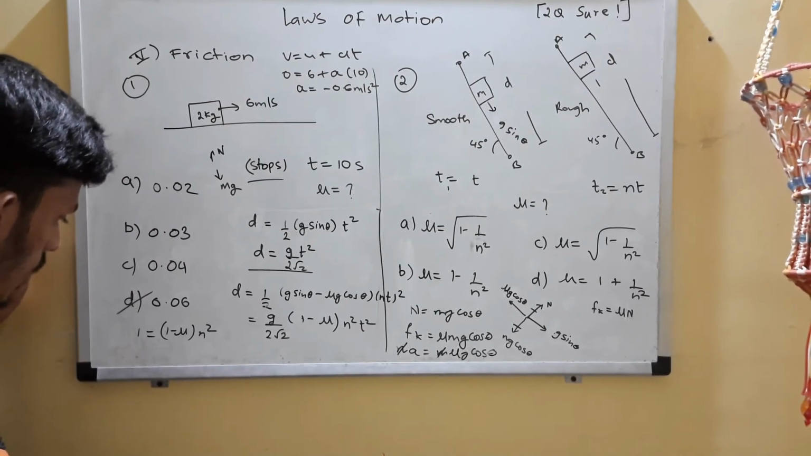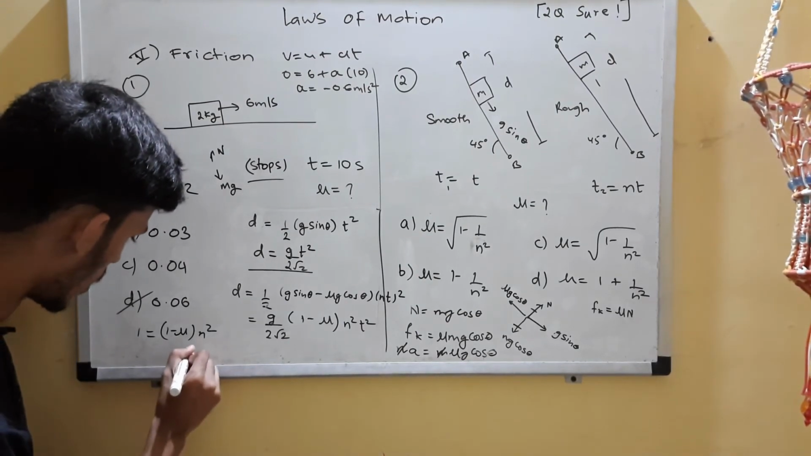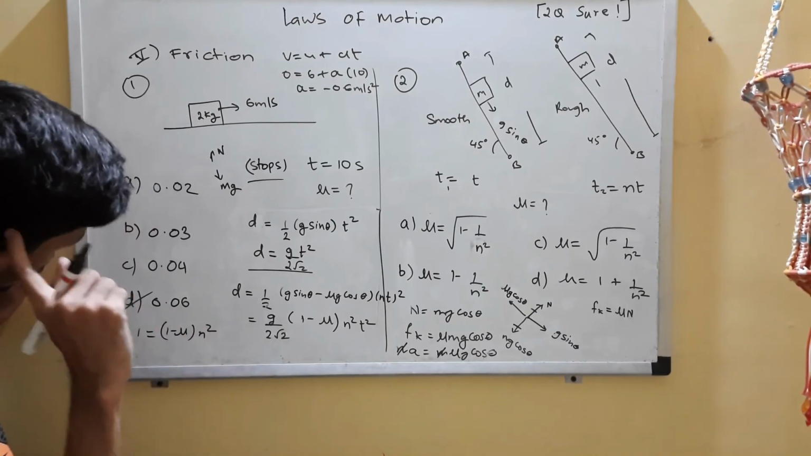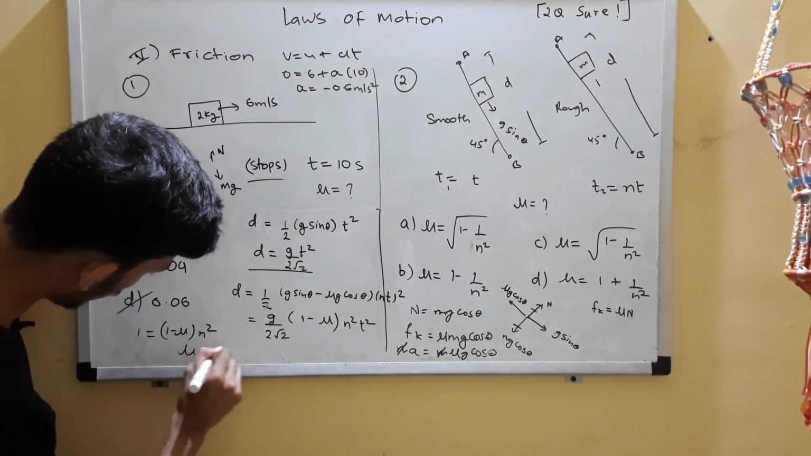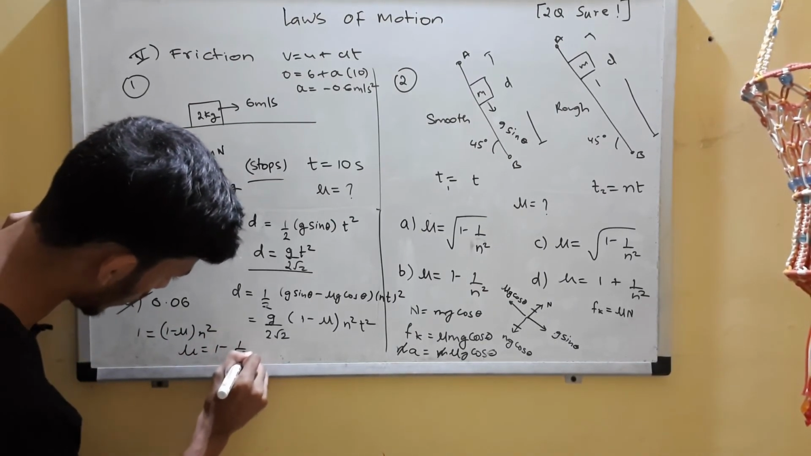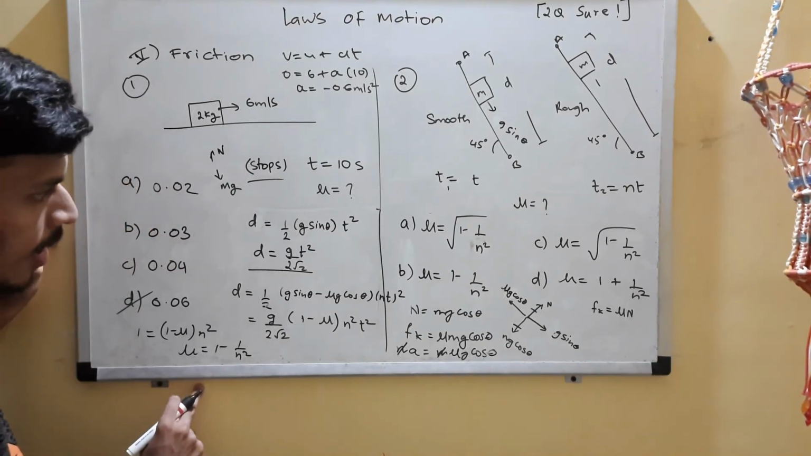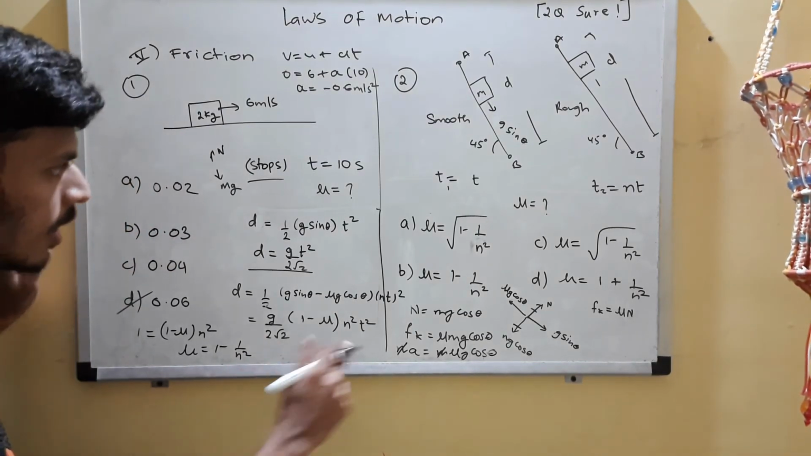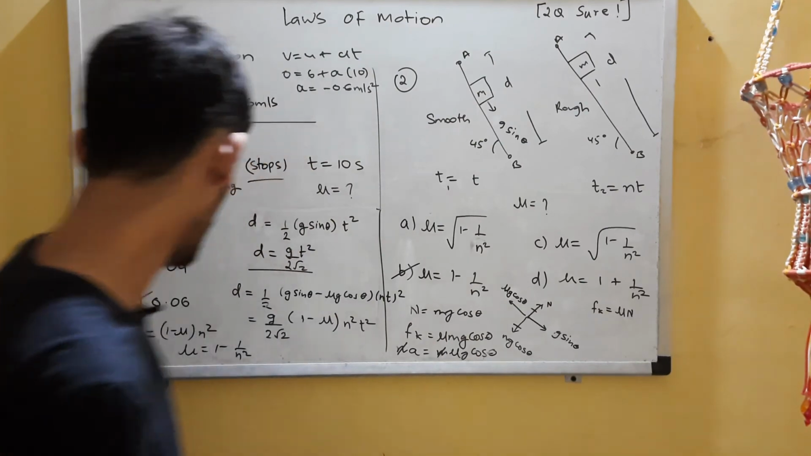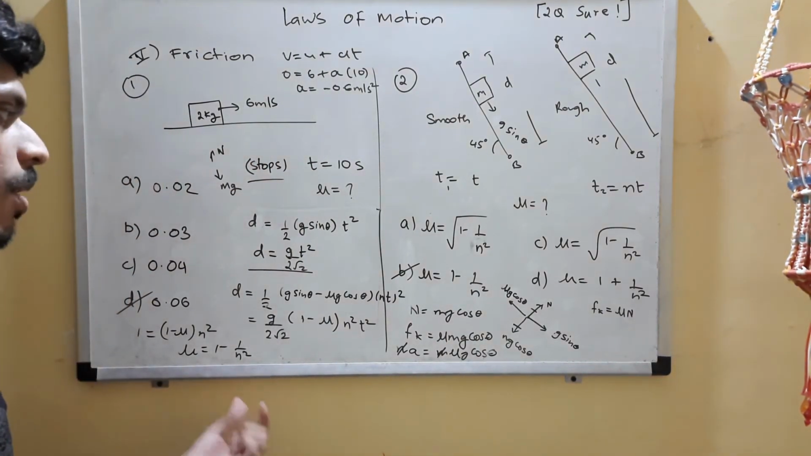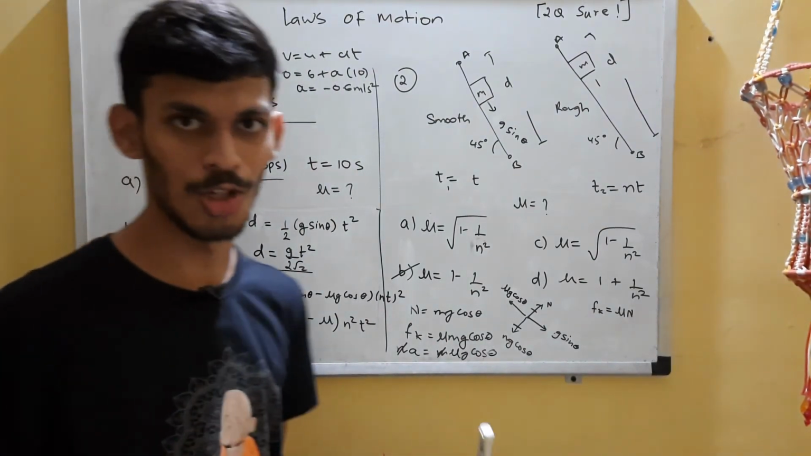It will be 1 by n square. So mu is equal to 1 minus, just rearrange and get the answer. I guess this is the correct answer, so just check it. Option B, mu equals 1 minus 1 upon n square, is the correct choice over here.